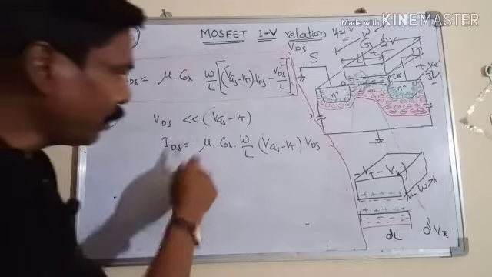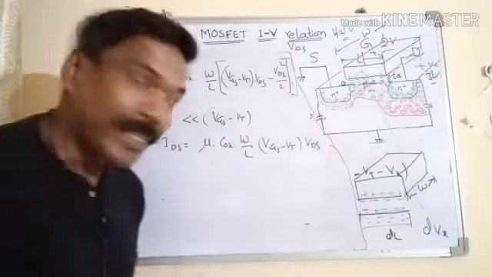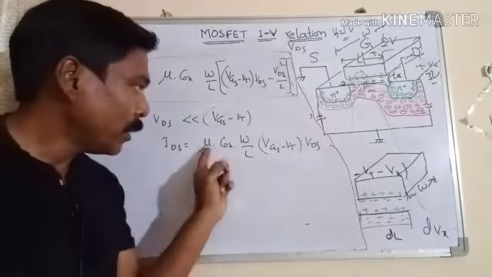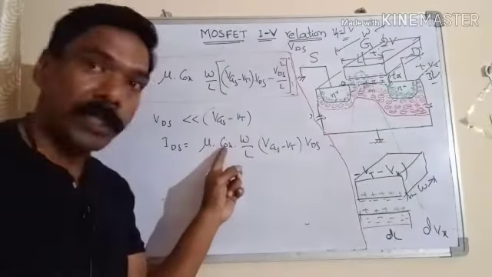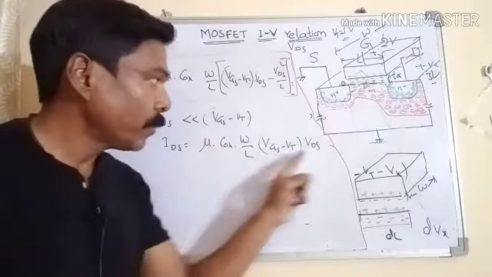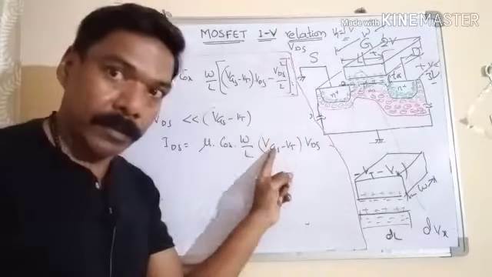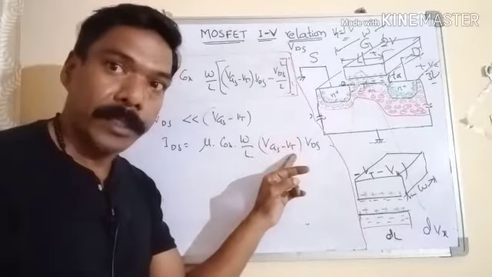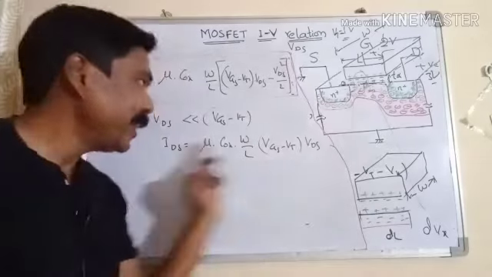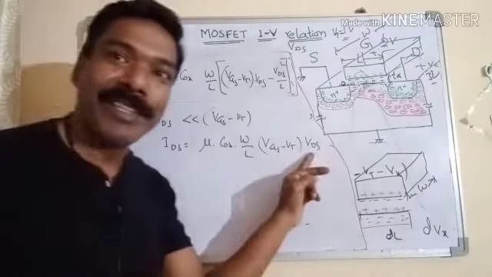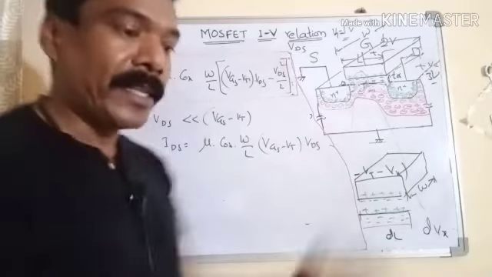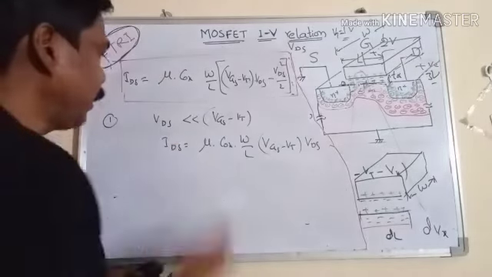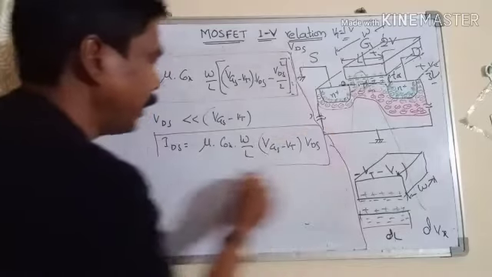Okay, so we can see from this equation, for a given VGS, gate to source voltage, these are constants. For a given geometry, W and L are fixed, Cox is fixed, mobility is constant, VGS is given for a particular voltage, and VT is constant. And current is linearly varying with drain voltage. This is a linear region. So in the linear region, it's a resistive region. Okay, so this is the first equation. This is called linear region.